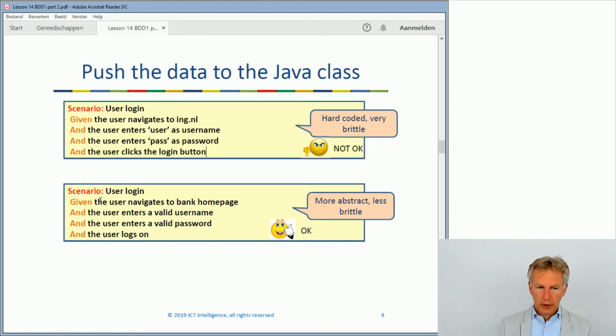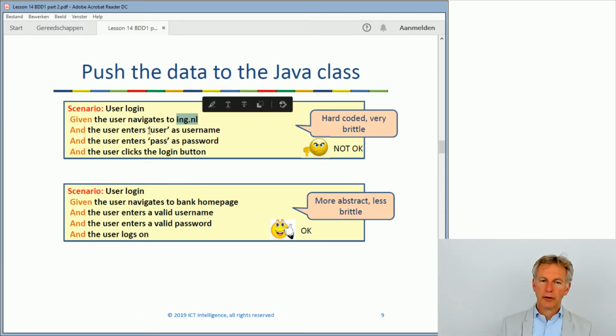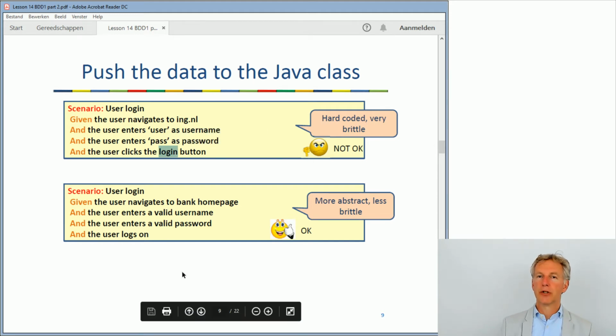So, given the user navigates to the bank homepage, whatever URL it is, the user enters a valid username, the user enters a valid password, the user logs on. It's very abstract. Now in your steps, you have to use this URL and fill in the correct username and password, and maybe click on the login button. But it's in your steps.